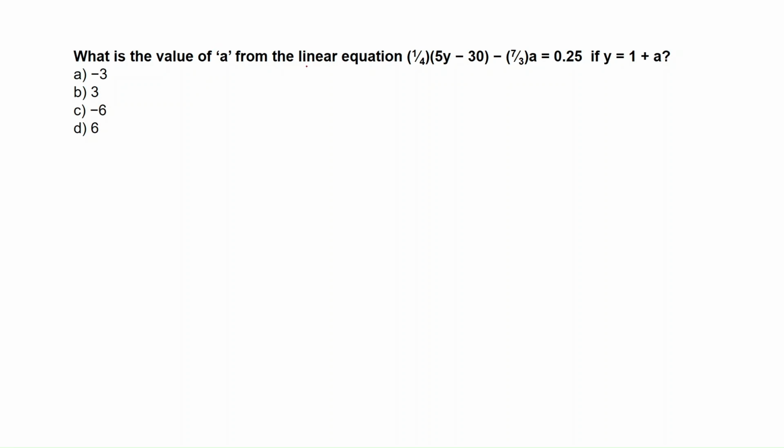So this is the linear equation question from Math Olympiad. Here we have to find the value of a, and this is the equation, and y is equal to 1 plus a. So let's solve this. Let's write down the equation first. 1 upon 4 into (5y minus 30) minus 7 upon 3a is equal to 0.25, which we can write as 1 upon 4.